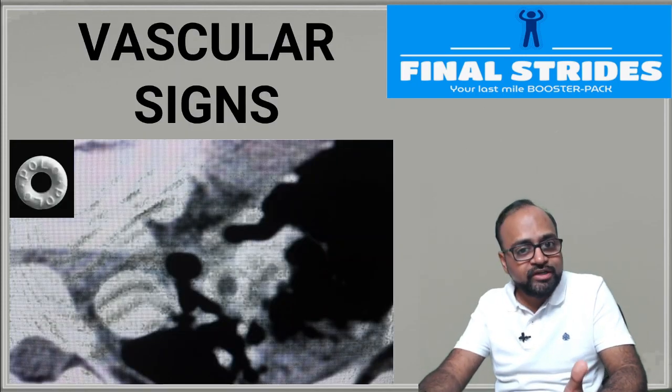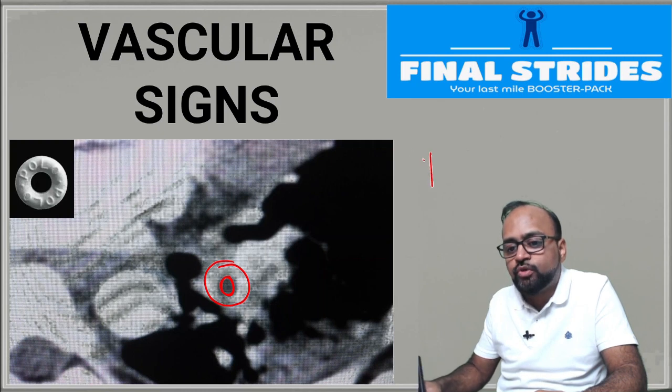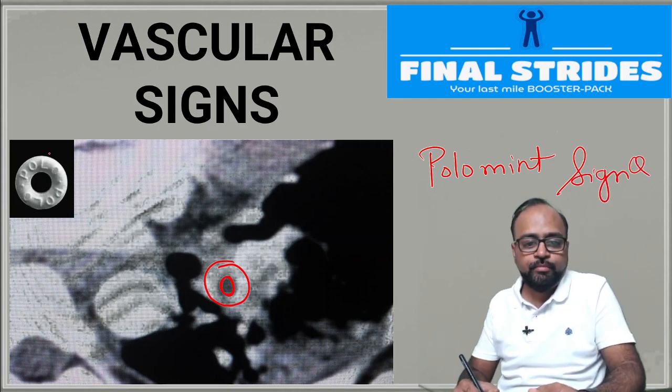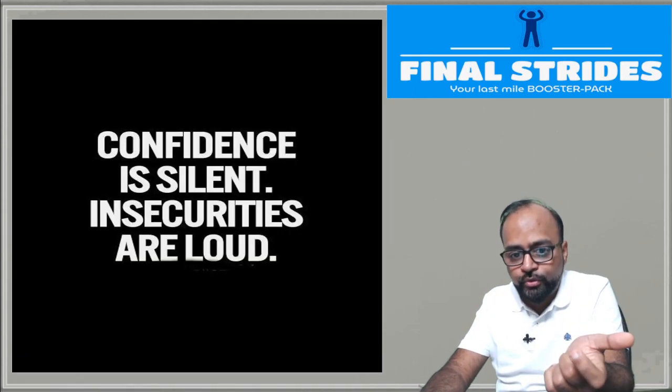On a contrast CT, the thrombus within the artery may appear as a filling defect at the center with contrast surrounding it. This is what is called the polo mint sign. Looks like a polo mint, the central filling defect of the thrombus surrounded by contrast all around it.